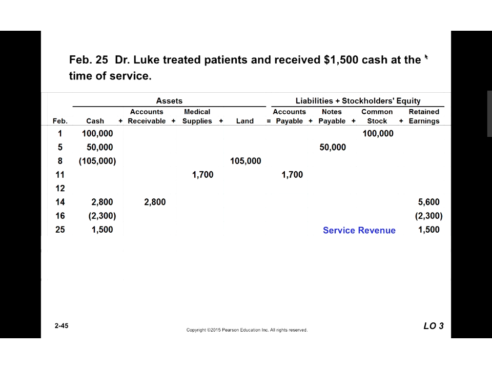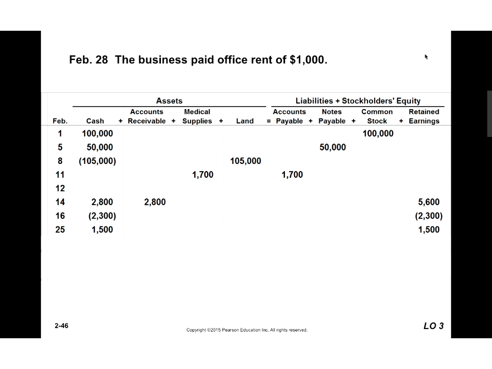Okay, we have a couple more transactions on this one. So next up, the business paid office rent of $1,000. Okay, so we've paid office rent. Paying means that cash is being exchanged. So cash is decreasing. We pay out cash, cash goes down. So we have a $1,000 deduction in the cash column.